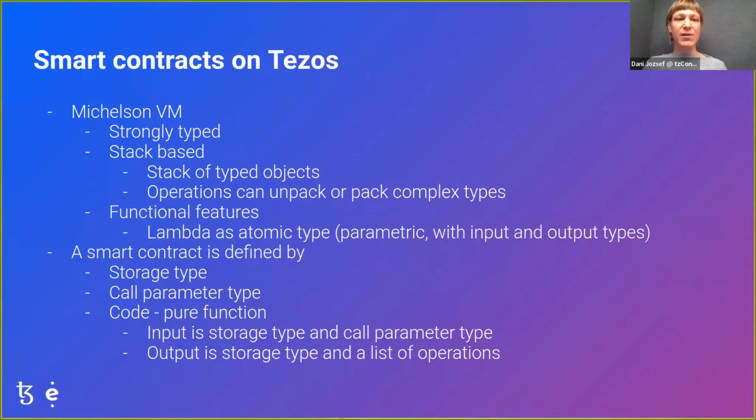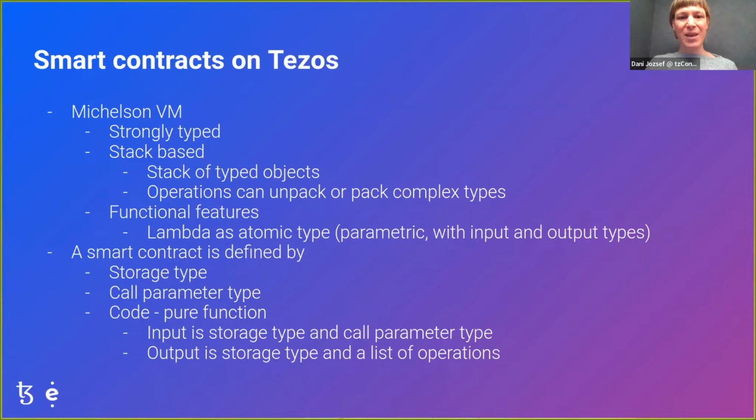And the code of the smart contract is a pure function in functional programming terms, which means it does not have any side effects. It takes an input, transforms it, and outputs an output and doesn't do anything else. The input of a smart contract called in Tezos is the storage type and the call parameter type together. So when you call a smart contract with a call parameter, then it gets as its input the current storage and your parameter, and it will output the new storage and a list of operations, which we will talk about in a bit.